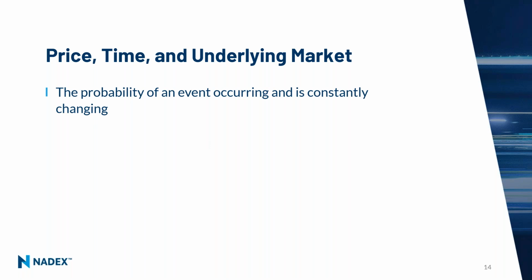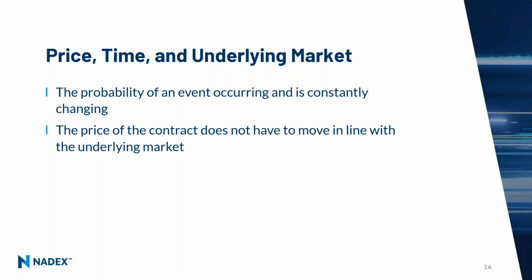Now, we already know that it represents the probability of an event being true. And that probability will be constantly changing. That probability is going to fluctuate as the price of the underlying moves and as time to expiration gets shorter. It is important to understand that the price of the contract does not necessarily have to move in line with the price of the underlying.